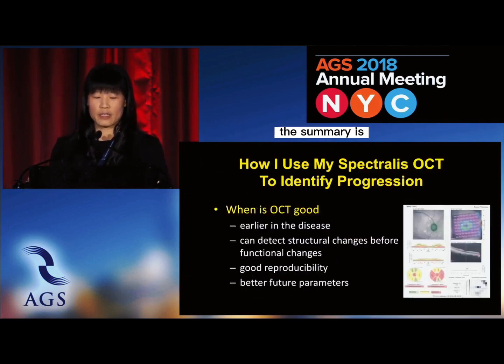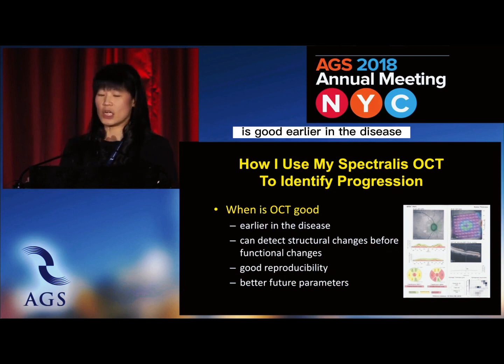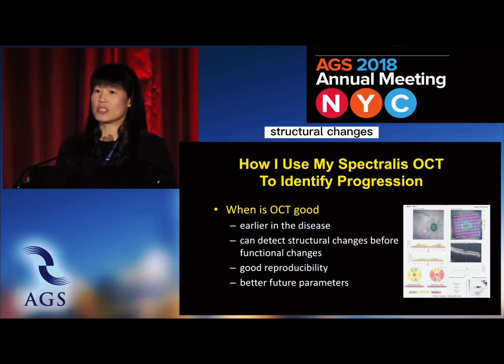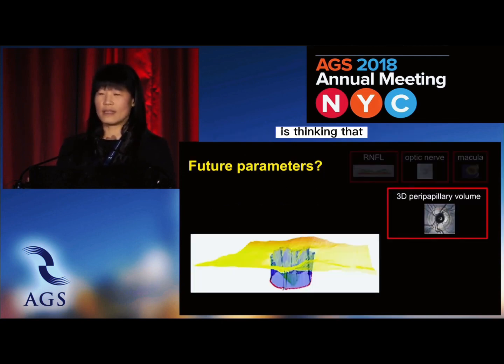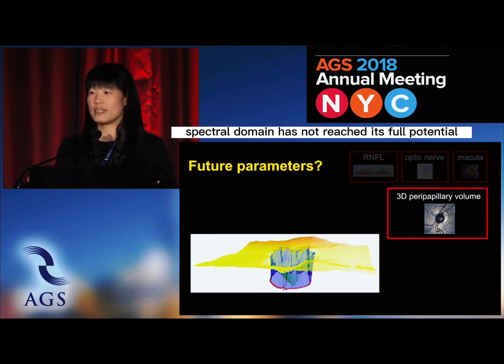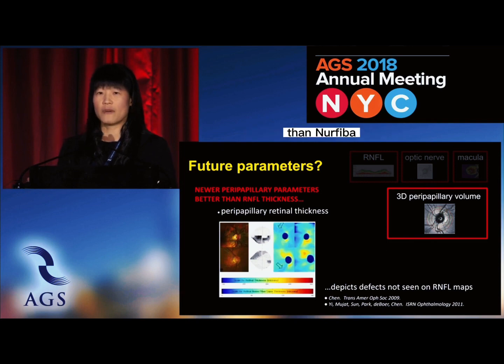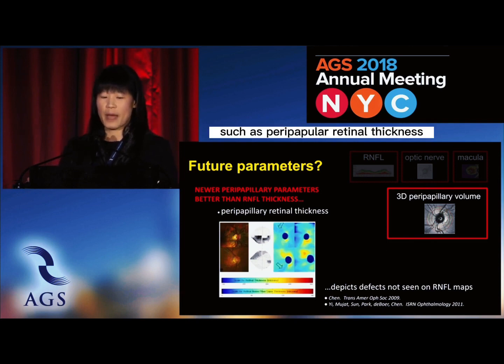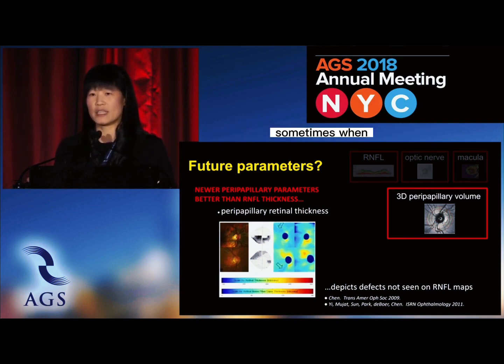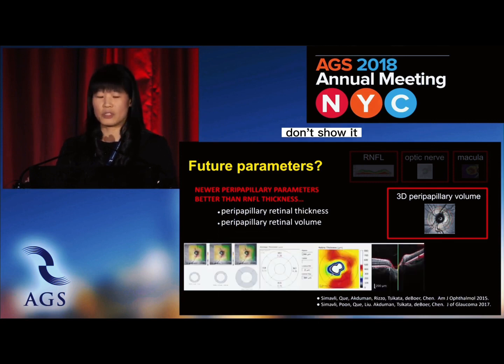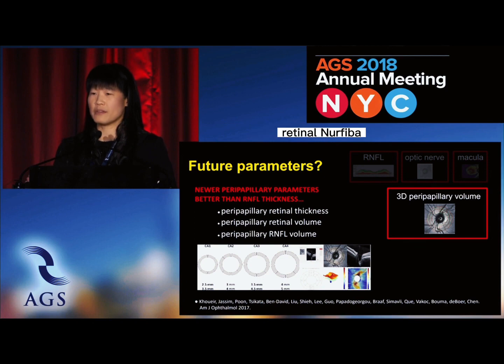And so in the big picture, the summary is, when is OCT good? It's good earlier in the disease, when potentially structural changes can occur before functional changes, when there's good reproducibility. And also our group is thinking that spectral domain has not reached its full potential, because there are other parameters that may be more helpful than nerve fiber layer thickness, such as peripapillary retinal thickness, where you can see defects sometimes when nerve fiber layer maps don't show it, peripapillary retinal volume, as well as peripapillary retinal nerve fiber layer volume.